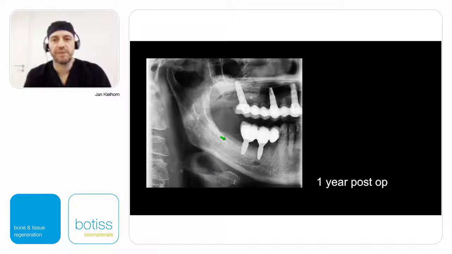One year post-operatively, you see that there's very stable bone. So we got enough bone above our nerve to place the implant, and the density of the bone cannot be differentiated from the natural bone. So you see that this is not like a dense procedure of a sinus lift or else, as you see here, but this looks like a very nature identical bone augmentation.